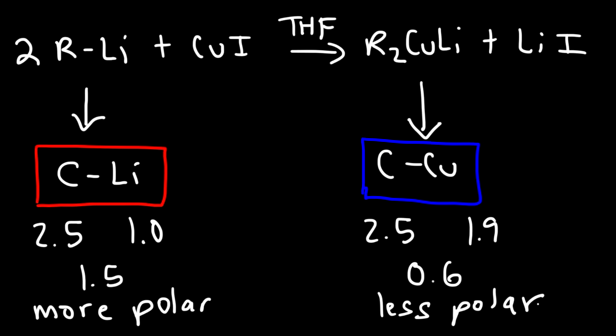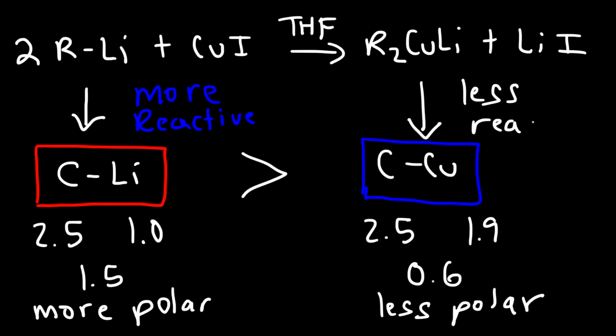So as a result, an organolithium reagent is more reactive than a Gilman reagent or an organocuprate reagent. And so whenever you're dealing with organometallic compounds, the ones that are more polar, looking at the carbon-metal bond, they tend to be more reactive. And the ones that have a less polar bond tend to be less reactive. So what this means is that organolithium reagents are more reactive than Grignard reagents, which are more reactive than organocuprate reagents.